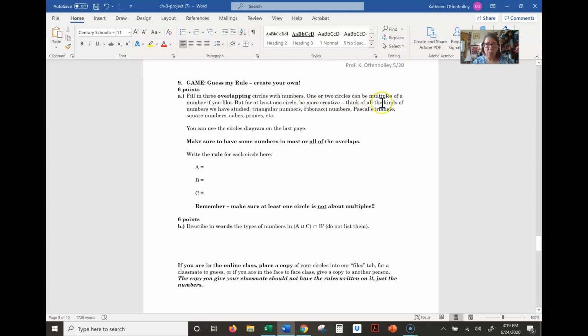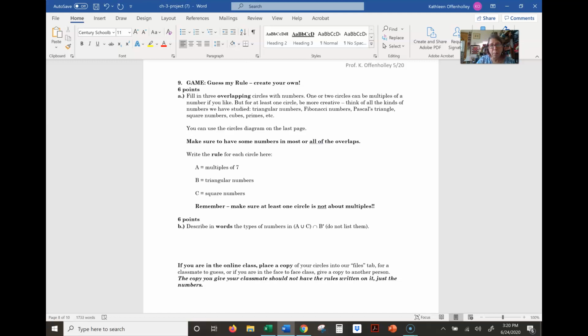And it says 1 or 2 circles can be multiples of a number if you like. So you could say my rule for A is multiples of 7. Anything you want. Make up your own idea. I'm going to say my B, though. Only 2 of them can be about multiples of 7. So maybe I'll say B is triangular numbers. And C might be square numbers.